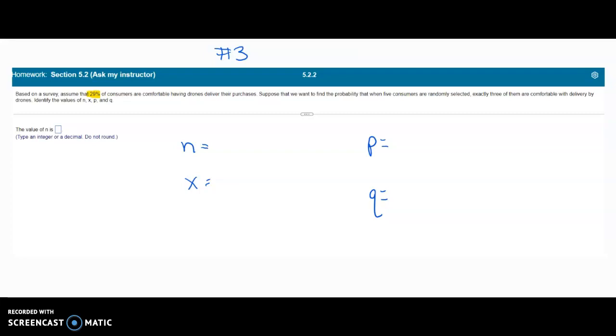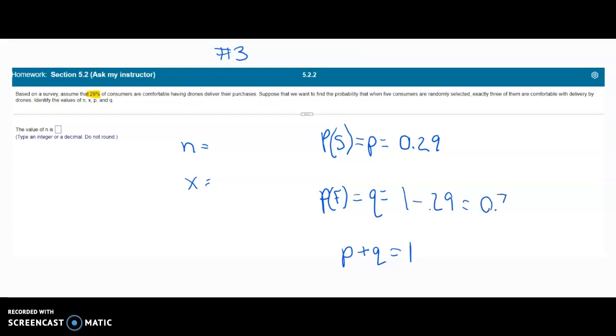29% or 0.29, we could consider that our probability of success. Probability of success would be comfort, or P. Our probability of failure is Q. We know that the probability of success plus the probability of failure, when you add them together, you get 1. So to get our Q value, we can say 1 minus 0.29 or 0.71.